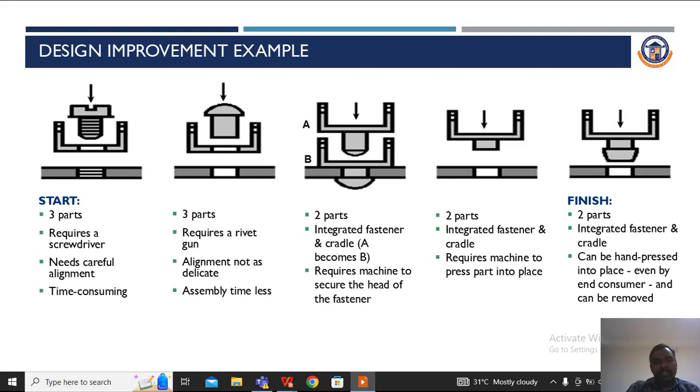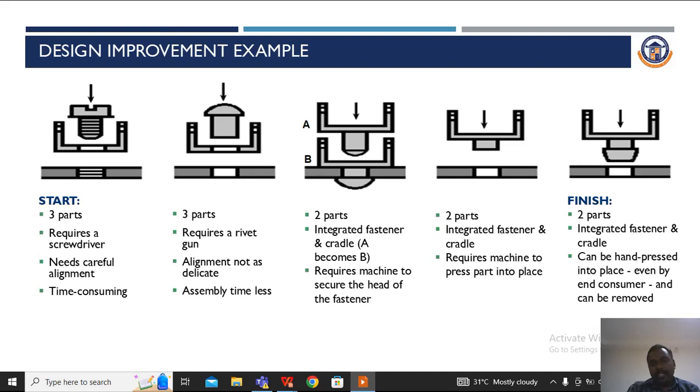In the second case, we choose a rivet gun to join the cup shaped and flat shaped product. For a rivet, we need a rivet gun. The number of parts required is also three: the rivet, the cup shaped product, and the flat shaped product. Alignment is not required, and assembly time is very much less when compared to the screwed fastener.